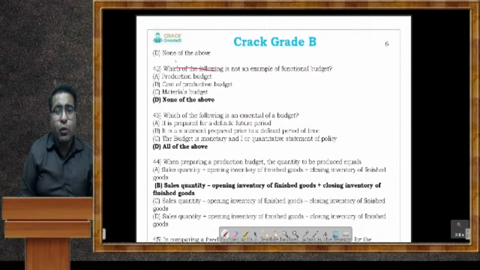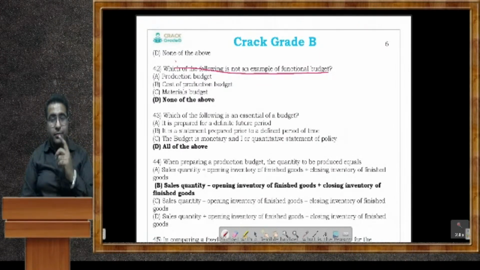Which of the following is not an example of a functional budget? In a functional budget, we prepare according to the function. But production budget, no, it is not excluded from functional budget. Cost of production, no. Material budget, no. So the right answer is none of the above. Okay.